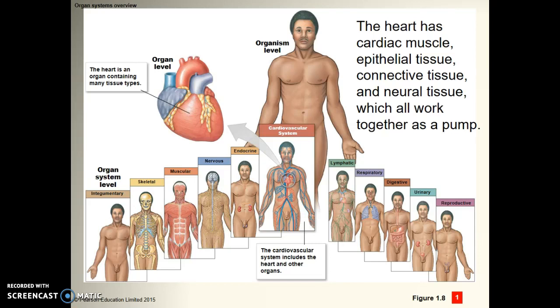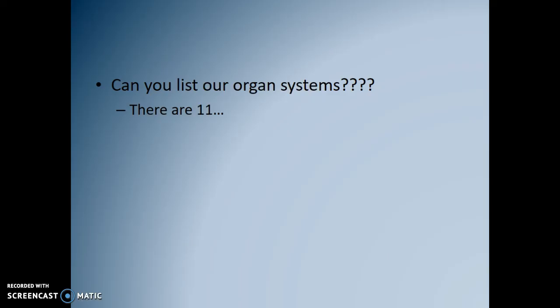So the heart, an organ, is composed of cardiac muscle tissue, epithelial tissue, connective tissue, and neural tissue, all functioning together to help the heart work as a pump. And all of these are our organ systems. There are 11 organ systems. Can you list them?